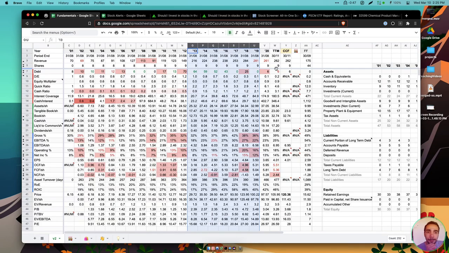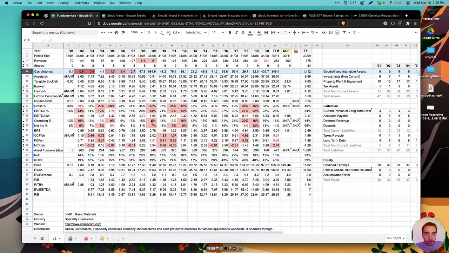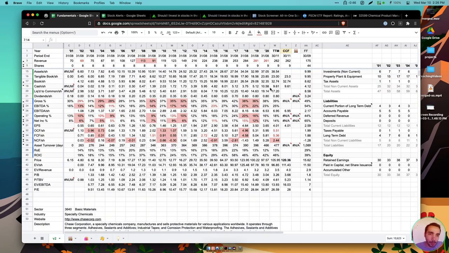I had to cut back. Revenue, pretty stable, even through COVID. No recent share issuances. That's nice. That's always nice. Don't want to get diluted. Debt to equity, really low. Very nice. Equity multiplier, yeah, looks solid. Yeah, unlikely to go bankrupt. No bankruptcy risk. Well, very low.